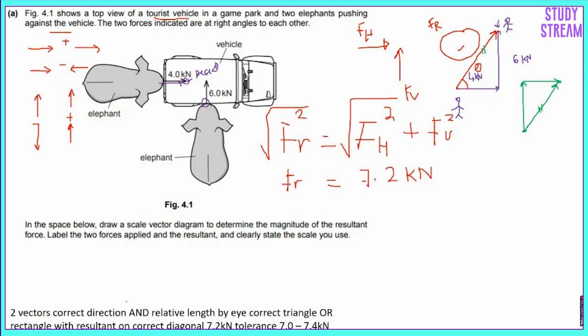Now, if they ask you about the exact direction of that diagonal line, you need to know what this angle is here, because you will say it's this much angle from horizontal. So who can find the angle? It's not asked in the question, but you need to know how to get the angle.